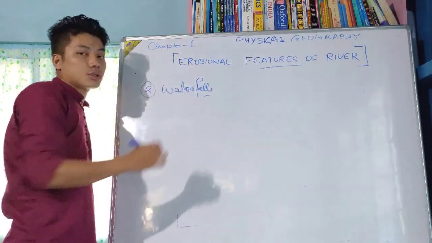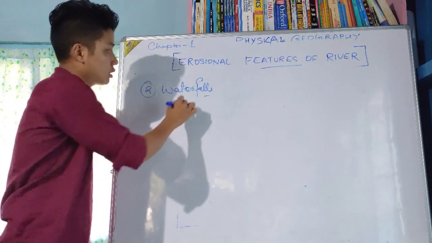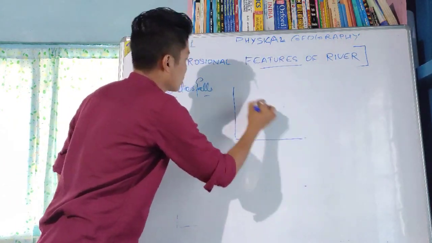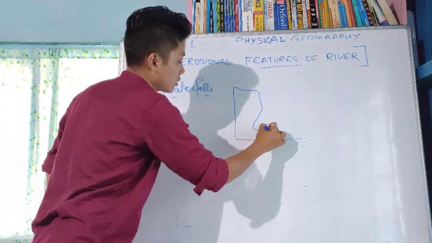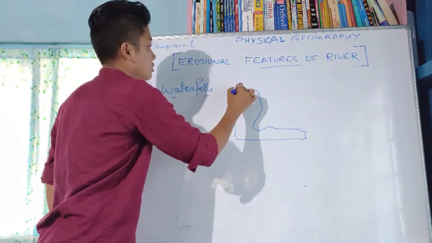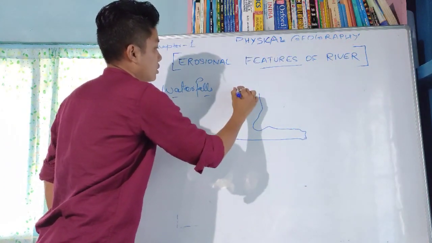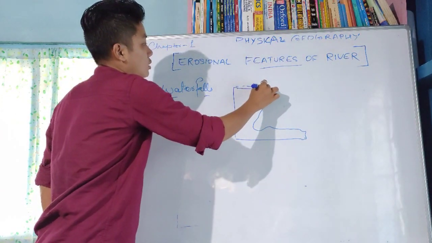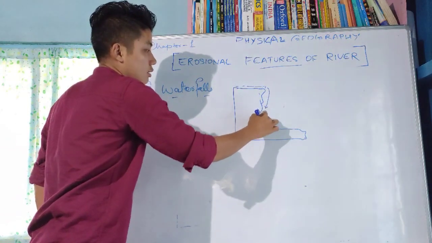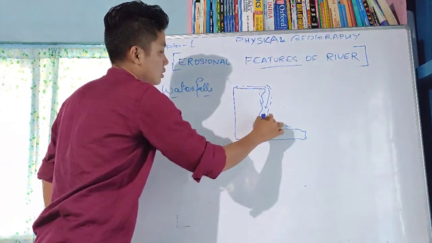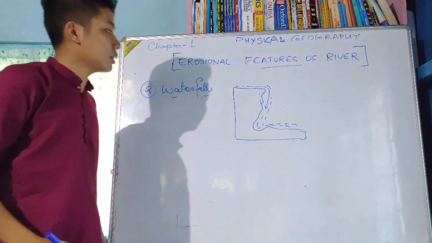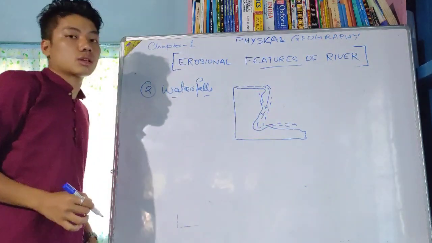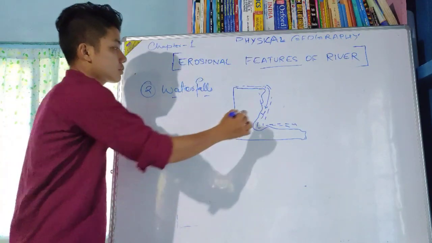Number 2 erosional feature of the river is waterfalls. So what are waterfalls? You have to make a diagram in your exam paper. See, basically in hilly areas, when the river water falls from a sudden height under the influence of gravity, it is called a waterfall. There are different types of waterfalls. You can refer to your books also.